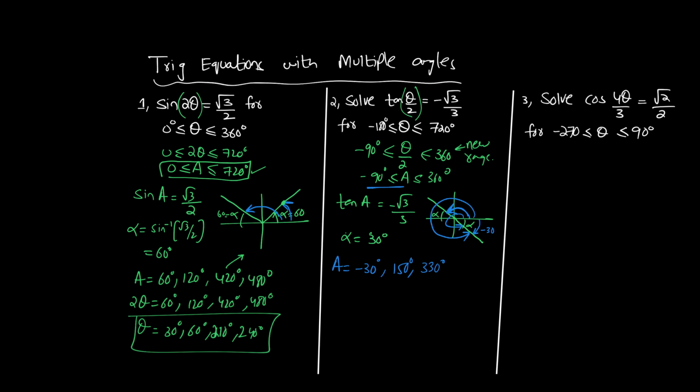So these are the values of A, but we were asked to find the values of theta, and A is equal to theta over 2. So the values of theta would be minus 60 degree, 300 degree and 660 degree. These are the values of theta.